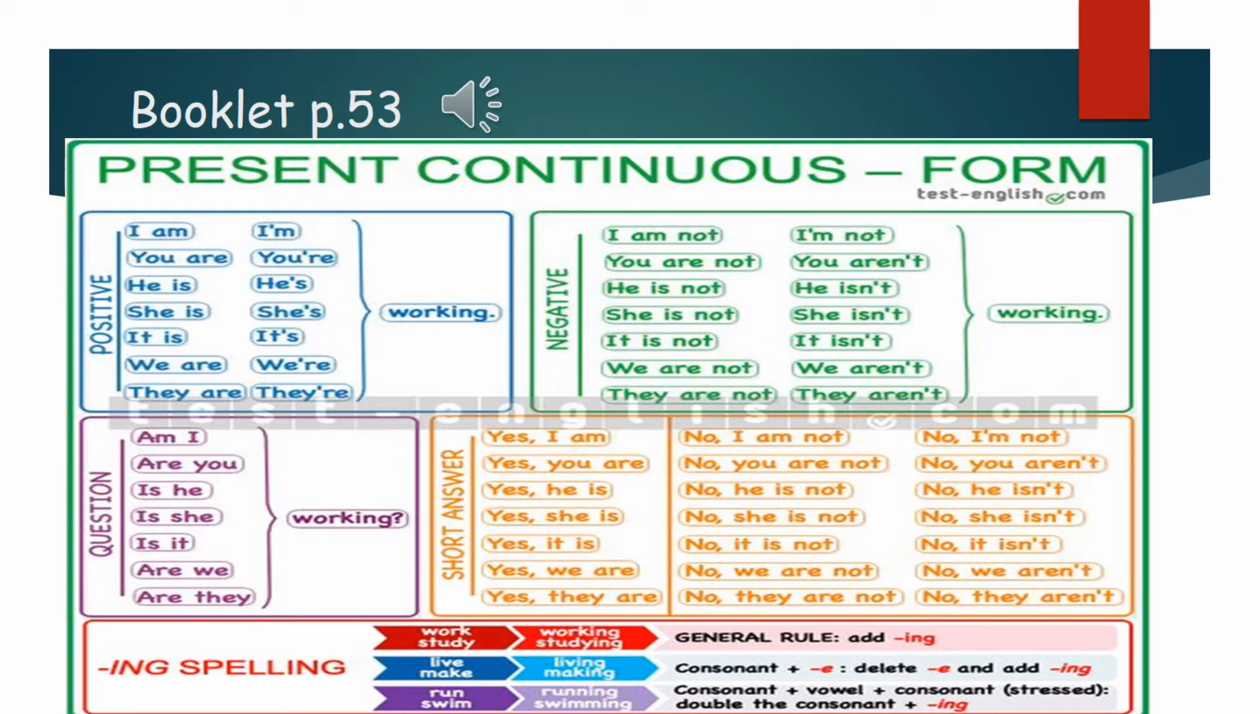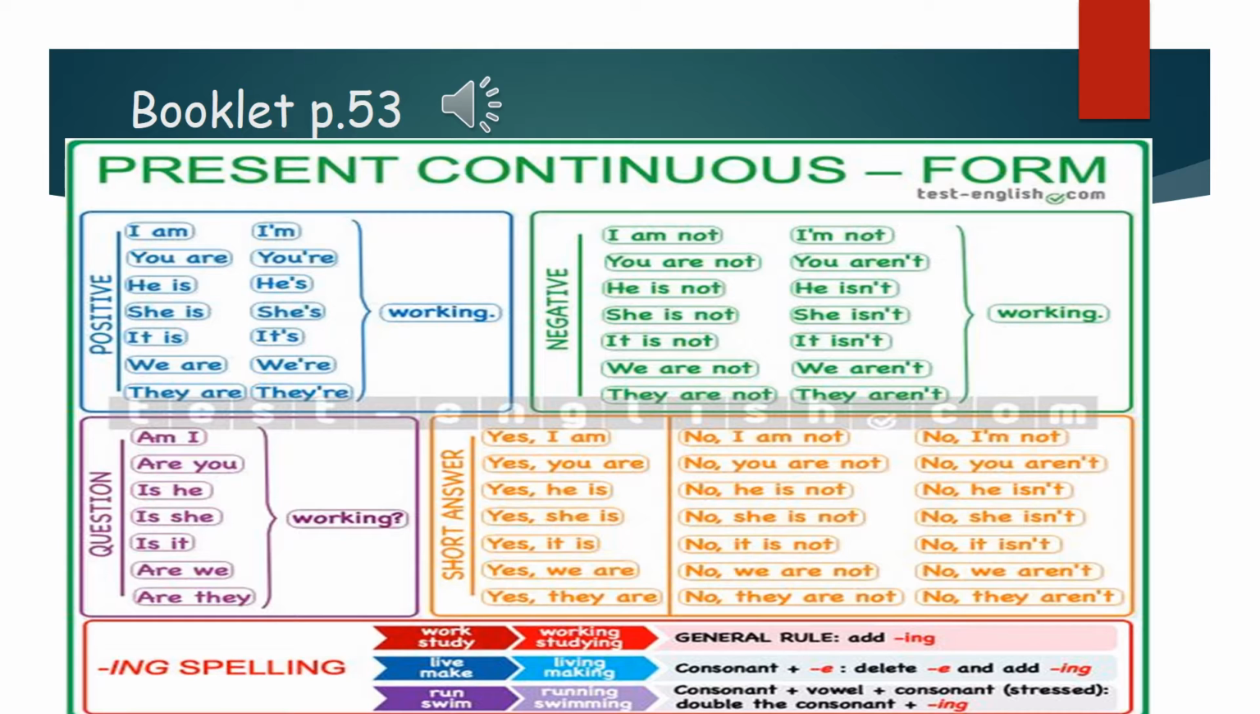Okay, look at this. In the negative, after am, after is, after are, I put not. Then I put the main verb and I put ing to the verb. I'm not, you aren't, he isn't, she isn't, it isn't, we aren't, they aren't, plus the verb plus ing. What about the question? I will start my yes or no question with am or is or are, then the subject, then the verb with ing. Okay, any problem with this?